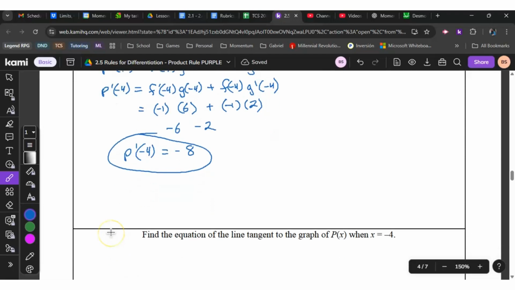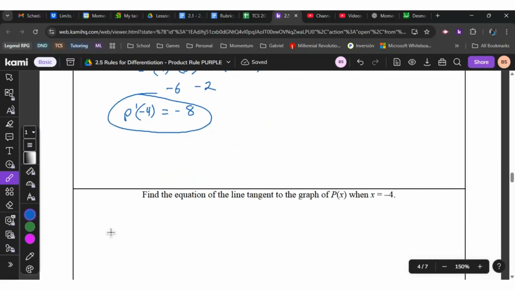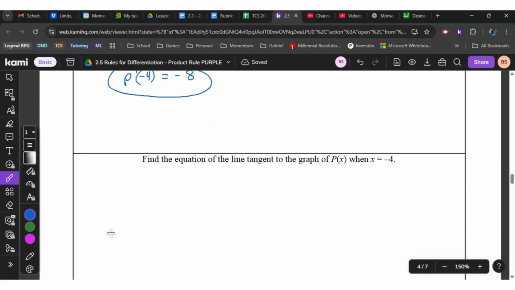All right. So then, like I said, we often do tangent lines. It's going to ask us for the tangent line. Well, we just found the derivative, so we already found our slope. If we are looking for the point, it's -4 something. We'll find the other side. And our slope is -8 because it's still at the -4. It's at the same value.